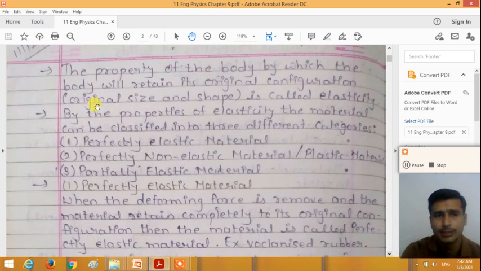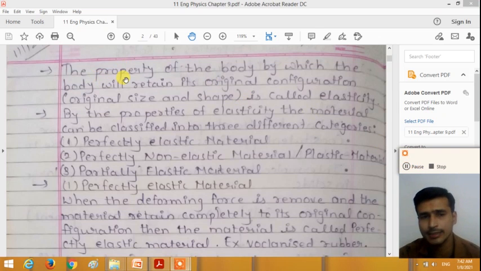What do you mean by elasticity? The property of the body by which the body will retain its original configuration, that means its original size and shape, is called elasticity. This is an important property of the solid. Understand or not? Elasticity is a property of solids. We can say that elasticity is a property seen only in solids: the property of the solid body by which the body will regain its original configuration by removing a deforming force. If we apply a deforming force, the dimension and the shape of the body will change.